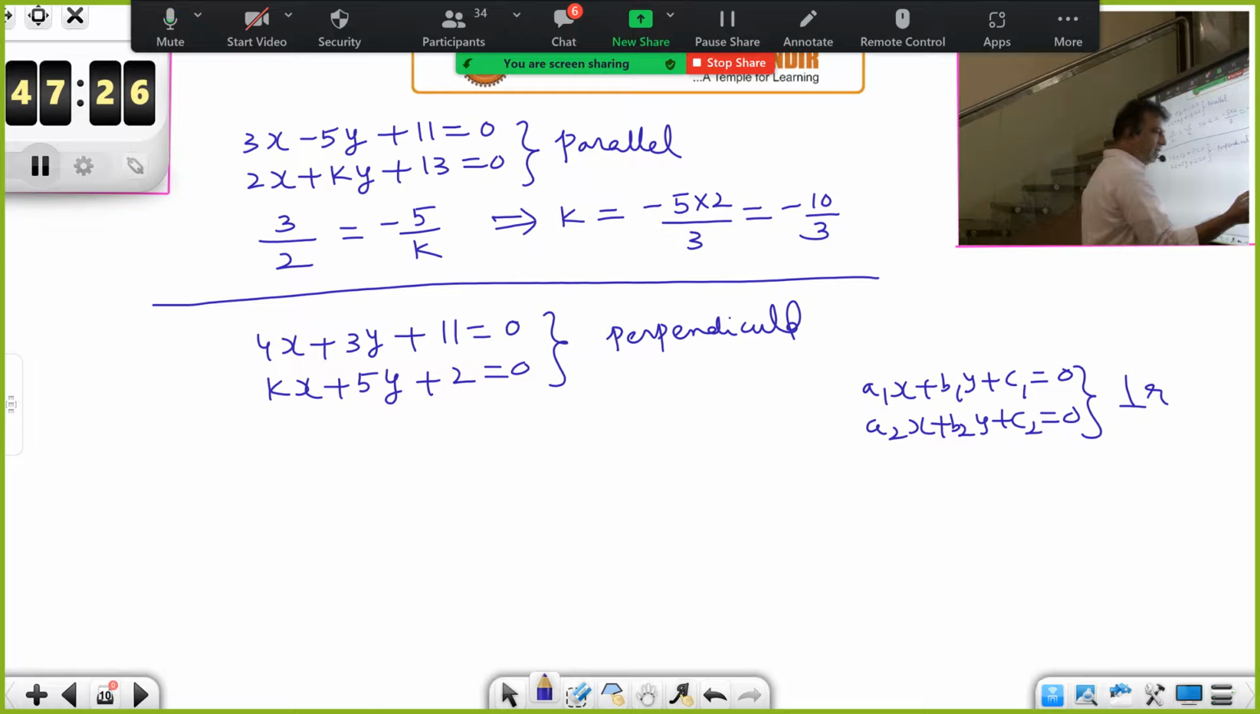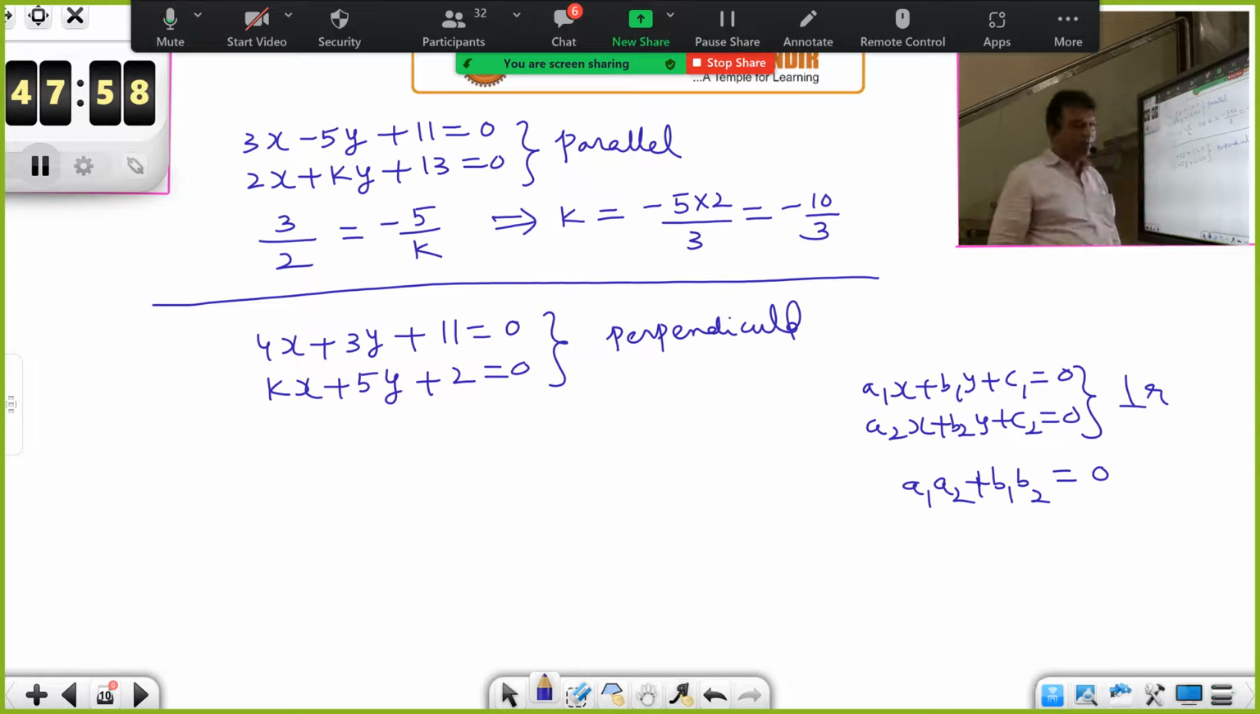Sir, A1 A2 by B1 B2. A1 A2 plus, not by. A1 A2, dot product of two vectors. A1 A2 plus B1 B2 is equal to 0. No, not A1 A2 by. A1 A2 plus B1 B2 is equal to 0. Okay. In physics you have seen the dot product. A1 A2 plus B1 B2 plus C1 C2 is equal to 0. Here of course C1 C2 will not be there. So this is the condition.